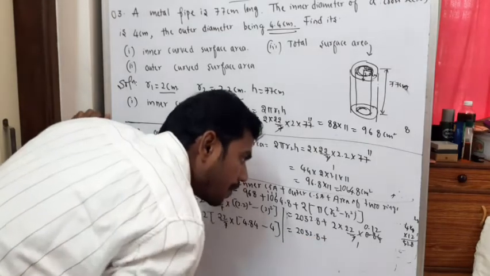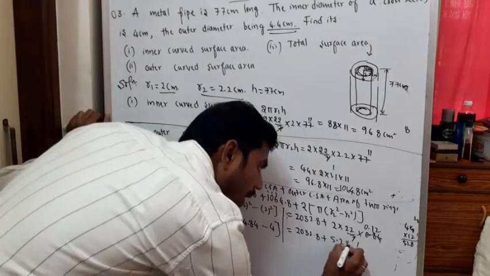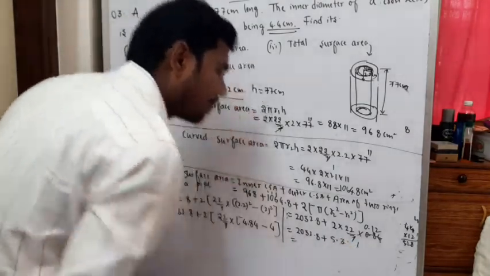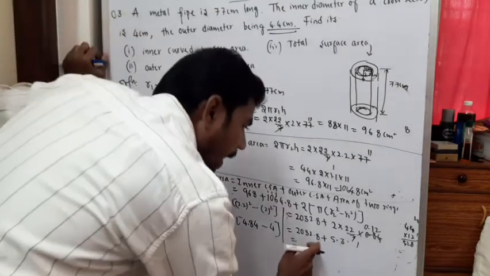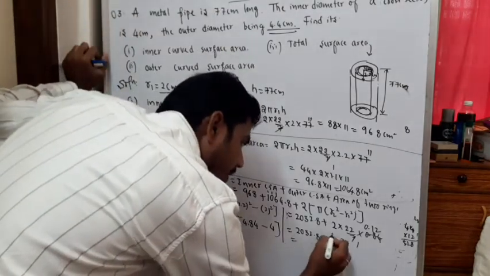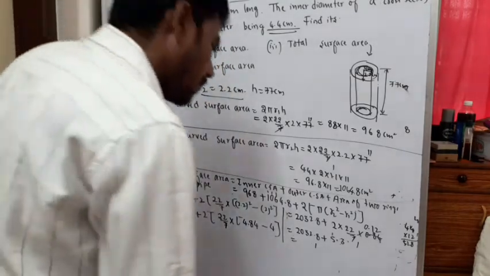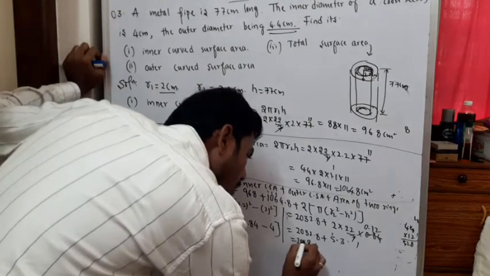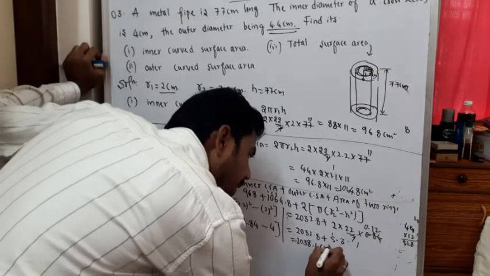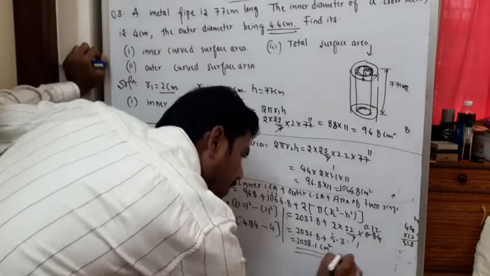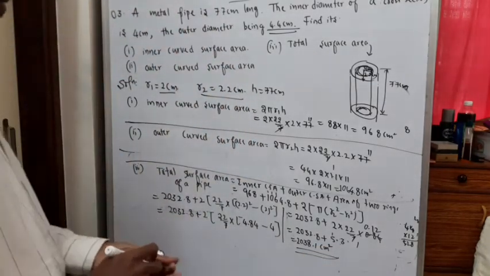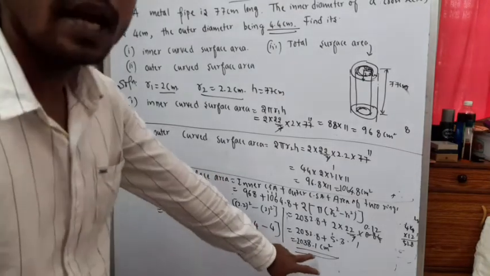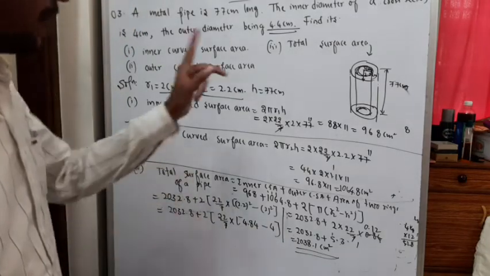That is 2032.8 plus 5.28. 5.28 can be written as 5.3. Okay. Now 8 plus 3 is 11, carry 1. 6 plus 2 is 8. 2038.1 centimeter square. So the total surface area of a pipe is equal to 2038.1 centimeter square. So please note this down.